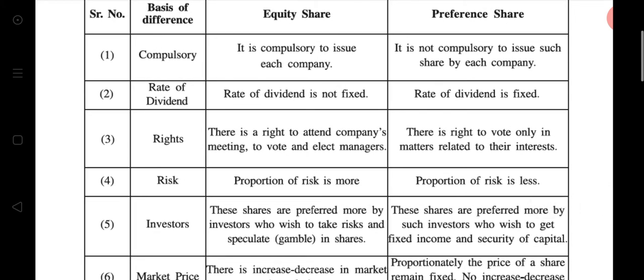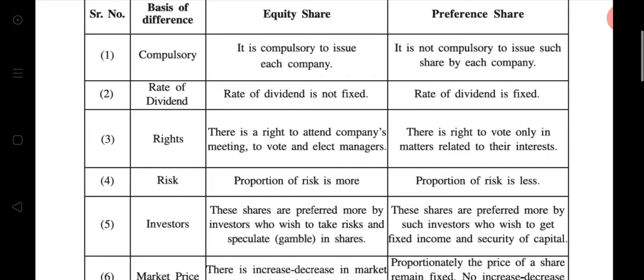It is compulsory to issue equity shares in each company. Means equity share is compulsory to issue in each company to raise capital, otherwise the company cannot raise share capital. And preference share is not compulsory to issue by each company. Rate of dividend is not fixed in equity share and rate of dividend is fixed in preference shares.